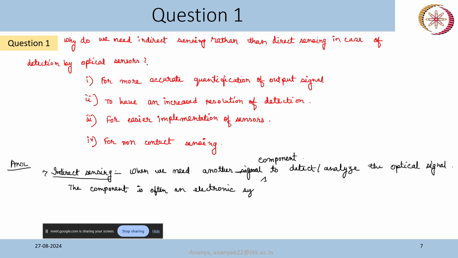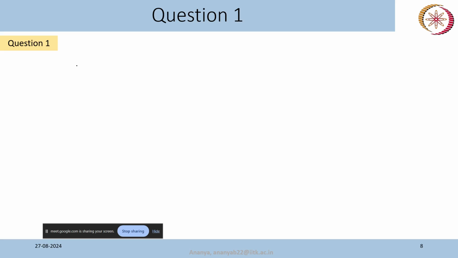Electronic system, right? Suppose you have a substrate here. This is the substrate. This is your sensing element or sensing material. And you are detecting some target material or target analyte.